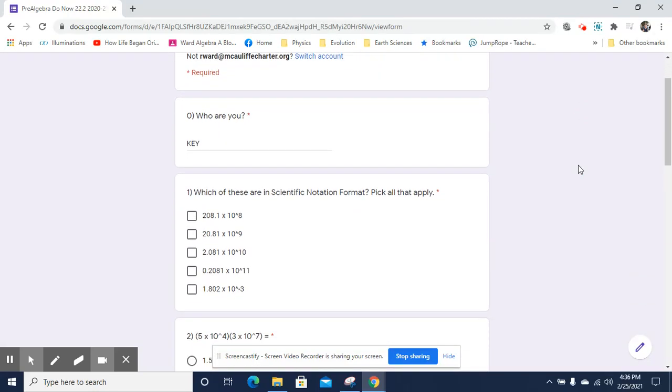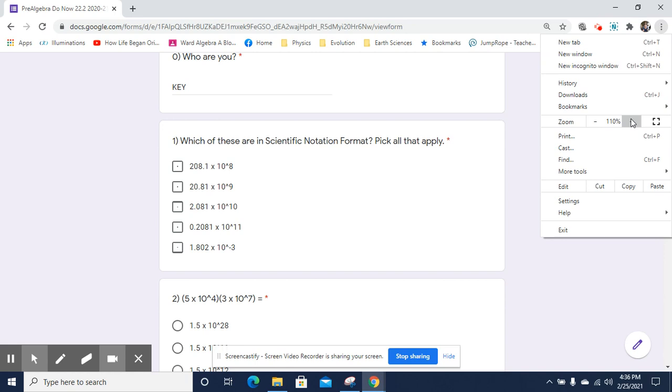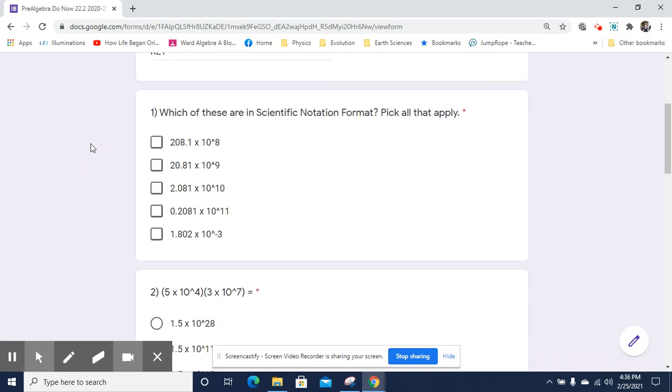Hey, this is Mr. Word, and let's consider this Do Now 22.2. The first question is, which of these are in scientific notation format? Pick all that apply. That's what the square little boxes are. That means you can pick more than one.